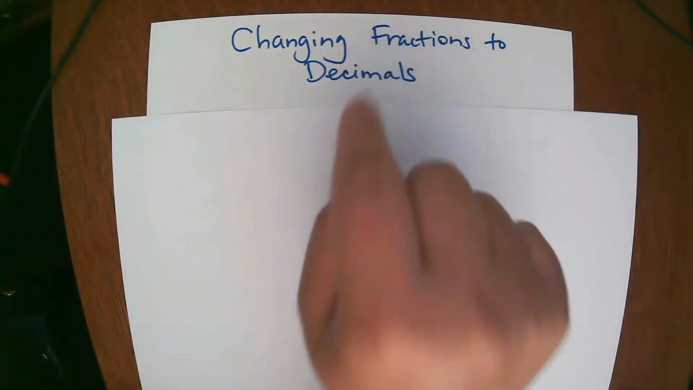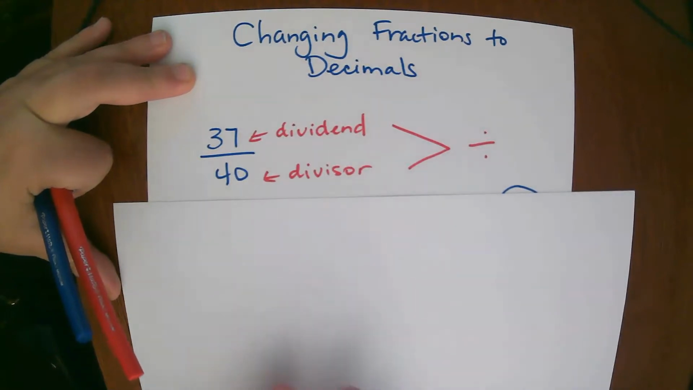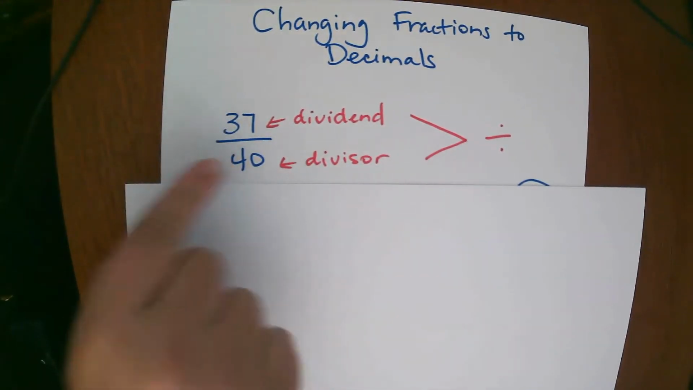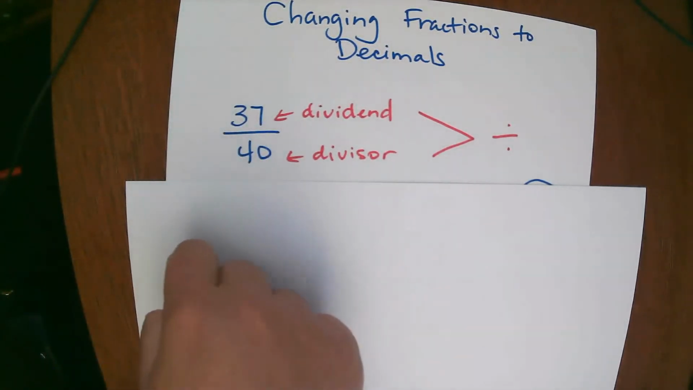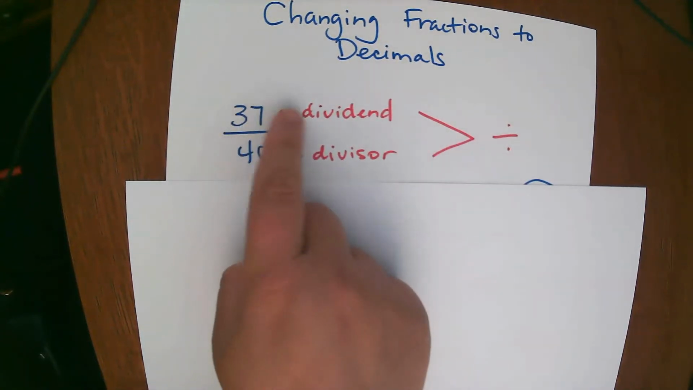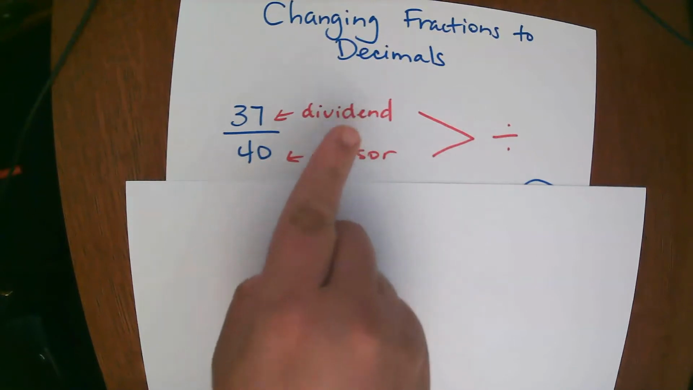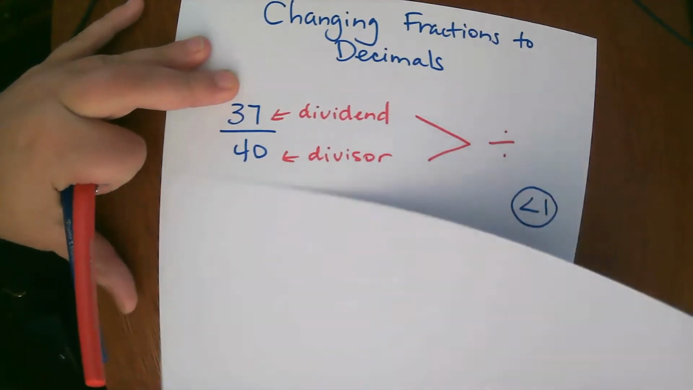Hey everyone, we are going to change fractions to decimals. So the first example we have here is 37 over 40, okay? And how do we change this fraction to a decimal? Well, we divide. That's how we do it. We always divide. When we're dividing, your numerator is your dividend and your denominator becomes your divisor.